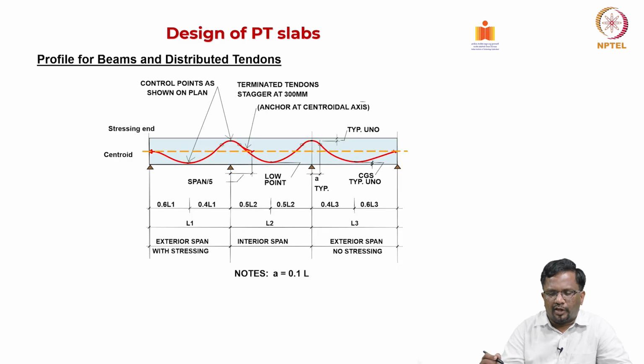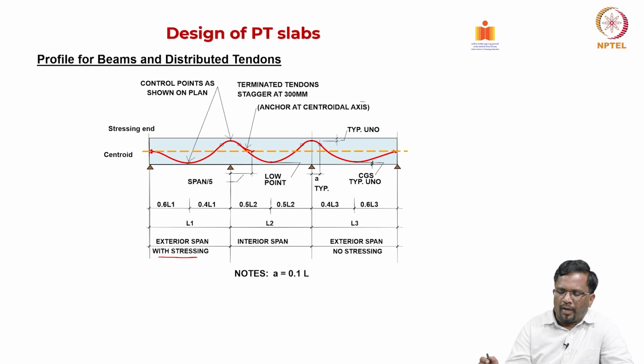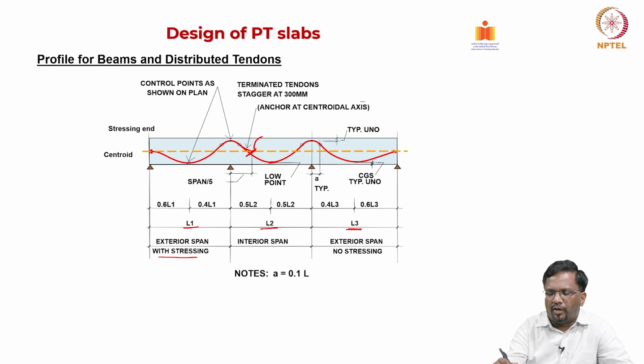Right. So, this is another example of the profile for beams and distributed tendons, and as you can see here, usually we have seen mid span 0.6, and this is span by 5 at this location, the reverse parabola you can see here. This is for exterior span with stressing and exterior span with no stressing, and these are all your controlling points. These are your low points, and this is your span L2, and this is your exterior span L1, and this is your exterior span again L3, and as you can see, sometimes you can also put additional cables by having some intermediate anchors.